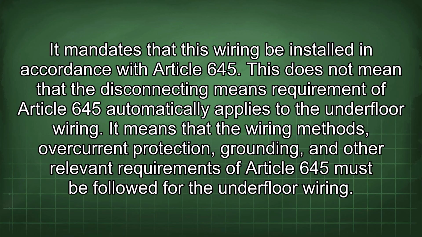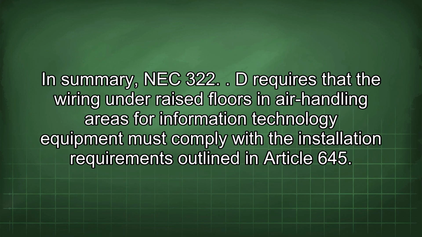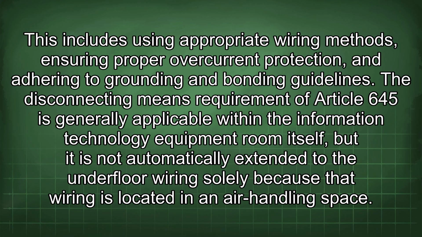This does not mean that the disconnecting means requirement of Article 645 automatically applies to the underfloor wiring. It means that the wiring methods, overcurrent protection, grounding, and other relevant requirements of Article 645 must be followed for the underfloor wiring. In summary, NEC 322.D requires that the wiring under raised floors in air handling areas for information technology equipment must comply with the installation requirements outlined in Article 645. This includes using appropriate wiring methods, ensuring proper overcurrent protection, and adhering to grounding and bonding guidelines.